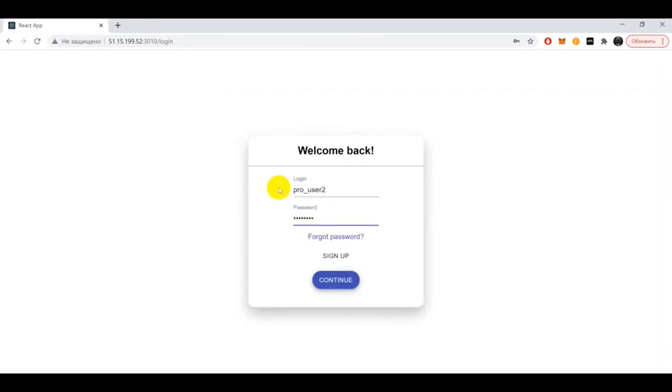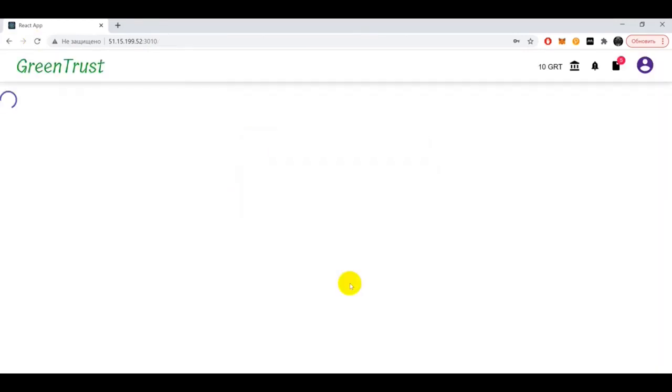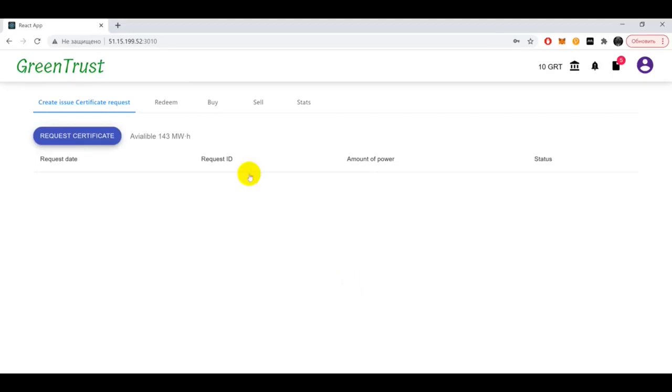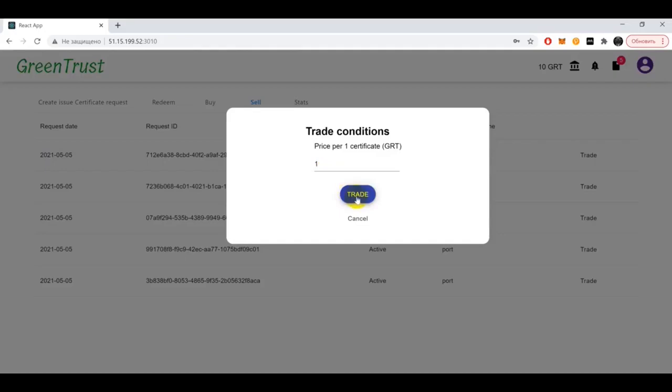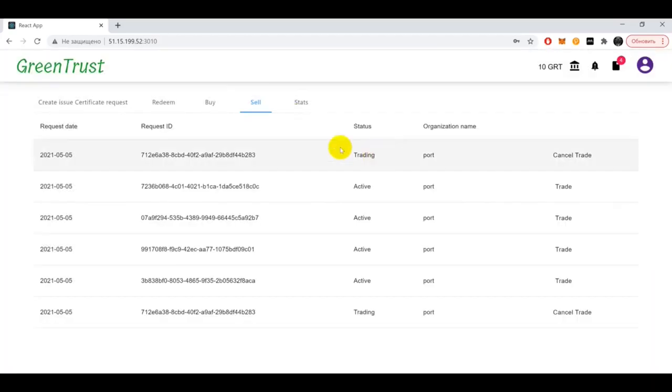And we're logging in as producer as well, and we can see that 3 new certificates will be available for him to sell. So the 3 certificates, and he wants to sell one of them. So he marks it as tradable, and he wants to have 1 GRT token for it. And GRT token is our internal token for certificate trading. So he can also cancel trade until it's purchased by someone.